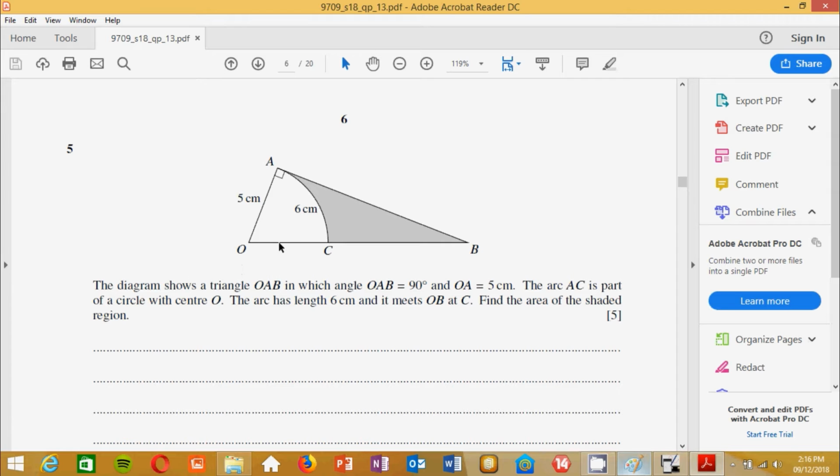The diagram shows a triangle OAB in which angle OAB is equal to 90 degrees and OA is equal to 5 centimeters. So let's pause there and let's interpret that statement. What has the statement told us? This is a right angled triangle.